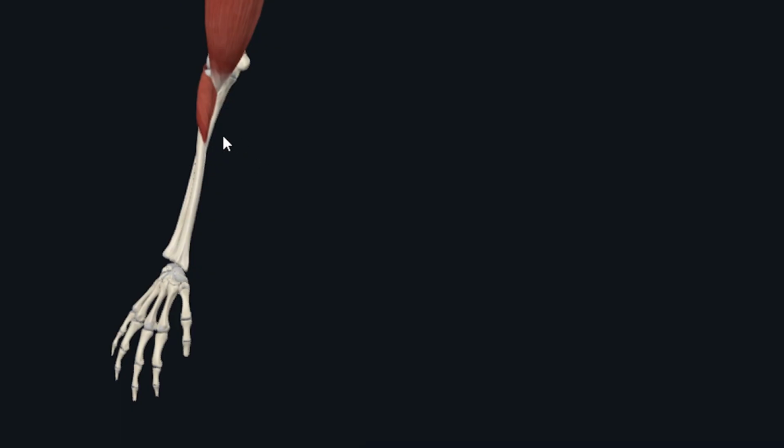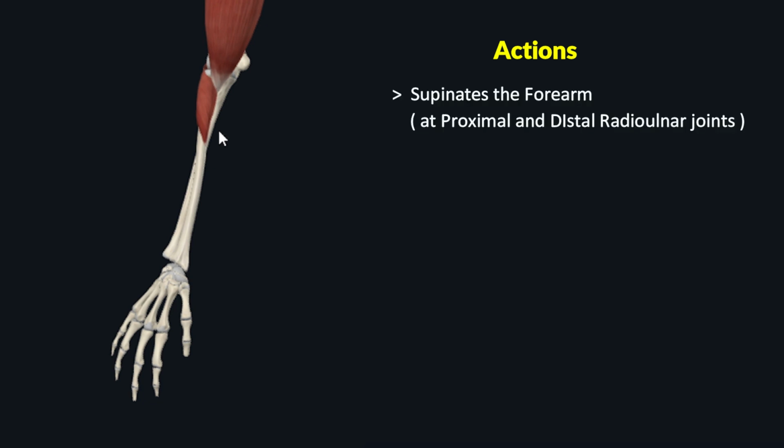Okay, so if we move towards the actions performed by this muscle, the supinator muscle performs a single important action, which is the supination of the forearm. So this muscle supinates the forearm at the proximal and distal radioulnar joints.